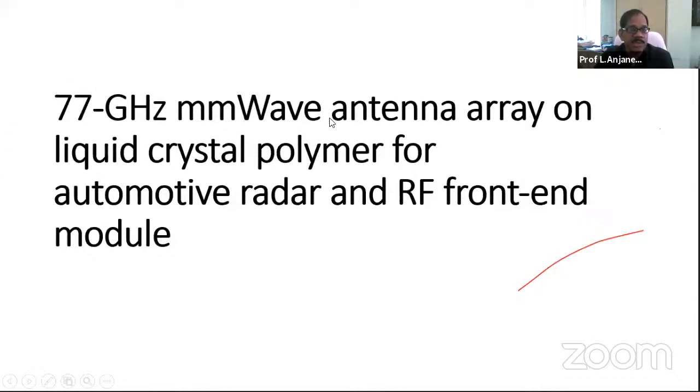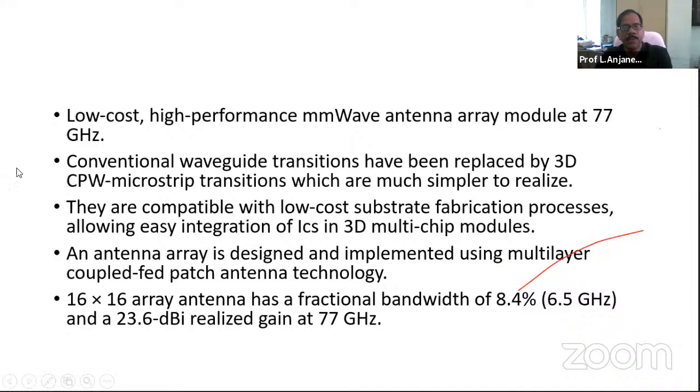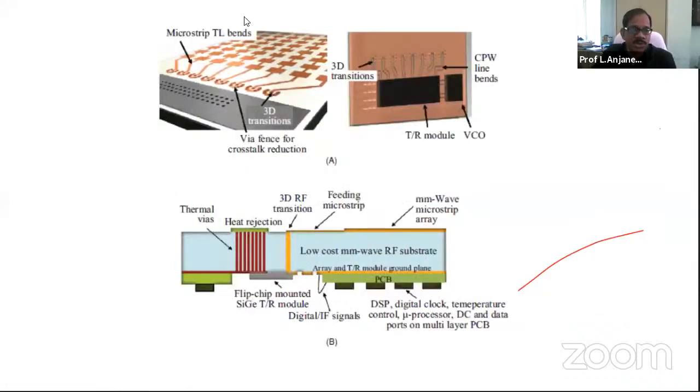I think the last example is a 77 gigahertz millimeter wave antenna array on a different technique called liquid crystal polymer. So far I have shown you microstrip design; this one is on liquid crystal polymer for automotive radar and RF front-end module. In the afternoon I'll talk about automotive radars for automobile application. They use this, a typical low-cost antenna compared with a low-cost substrate. A typical 16 by 16 element antenna array is what is used here. As you see, these are the several antenna arrays, and several microstrips on polymer are used here.